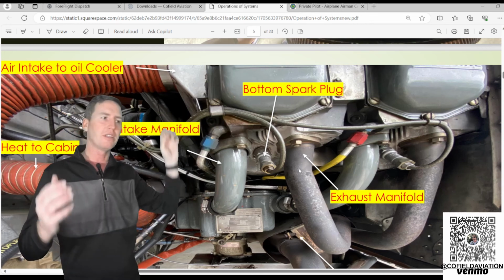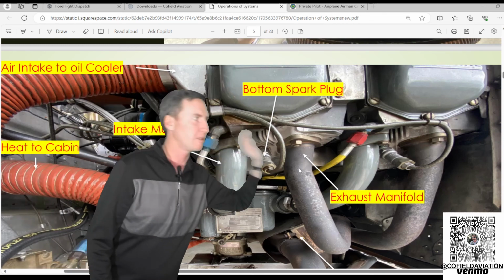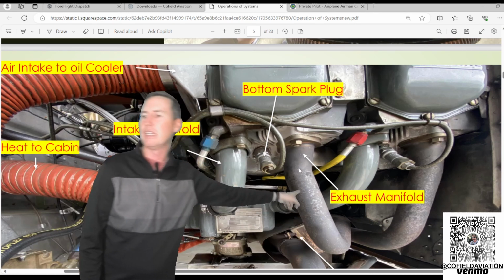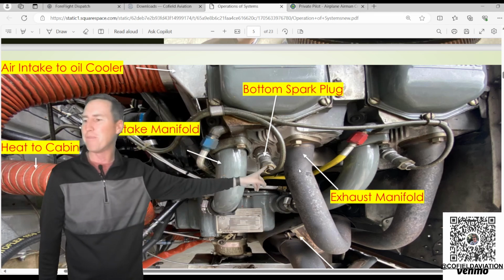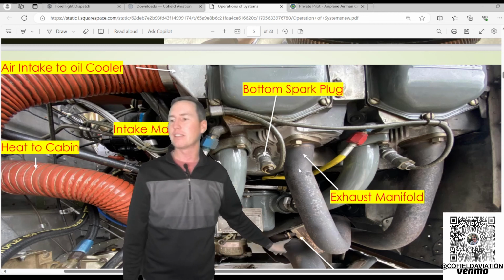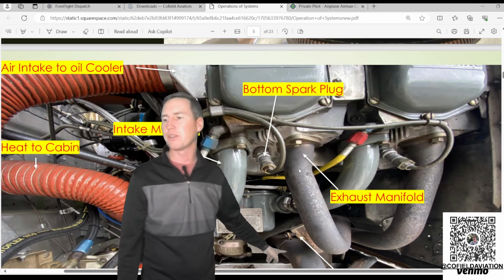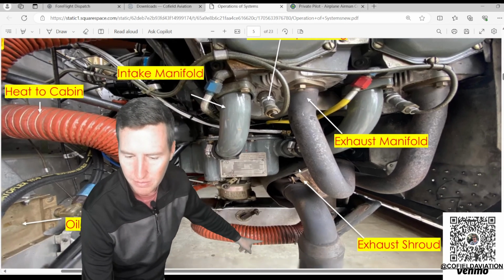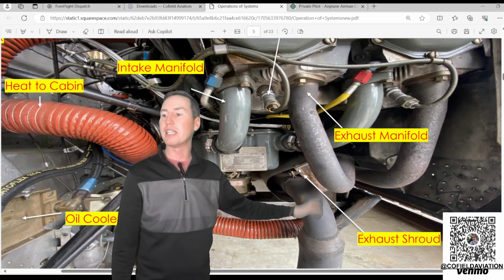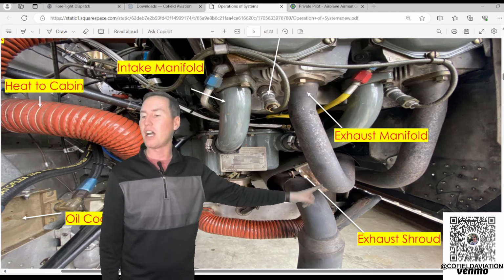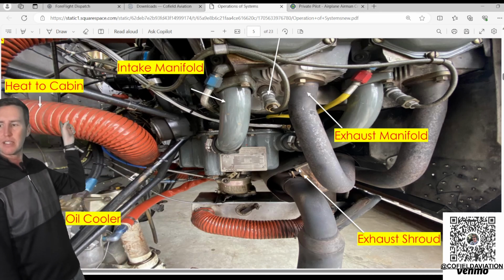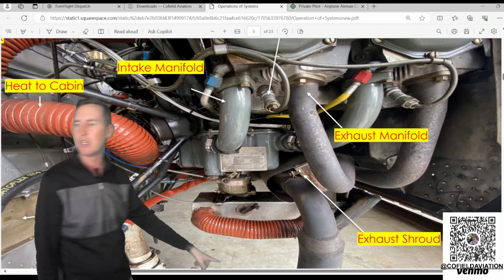It does the compression, it fires the spark plugs, it does the power stroke, and then it opens this exhaust valve right here and pushes this hot exhaust out. You see how that's kind of burned? Here's the exhaust shroud, so we're dumping air inside of that shroud over that 1400 degree pipe that warms it up, and then we use that warm, nice hot air for carburetor heat and also heat to the cabin.